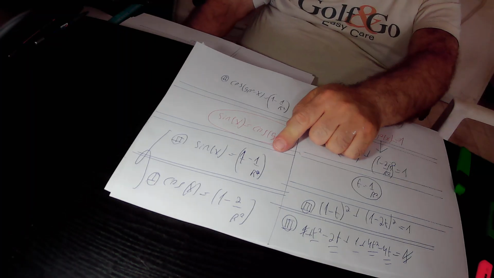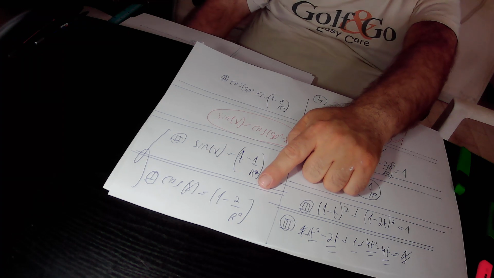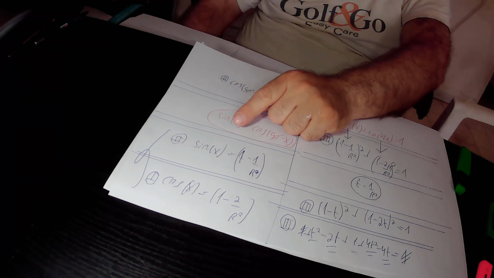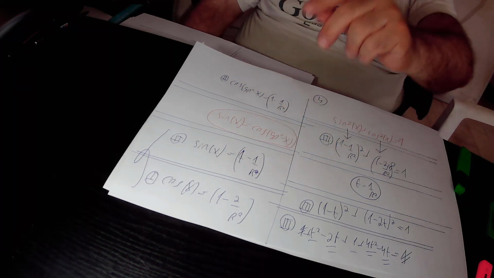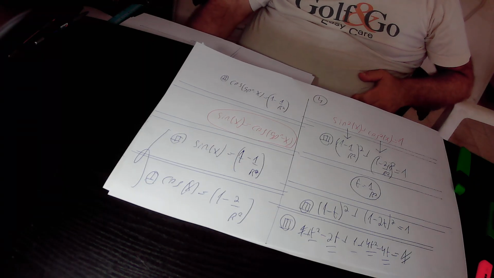This is according to equation 2, and according to equation 1, we already found out that cosine x equals 1 minus 2 over r squared. So we have the expressions of the values of sin of x and cosine x in terms of r. R is the radius of the circle that we are looking for.